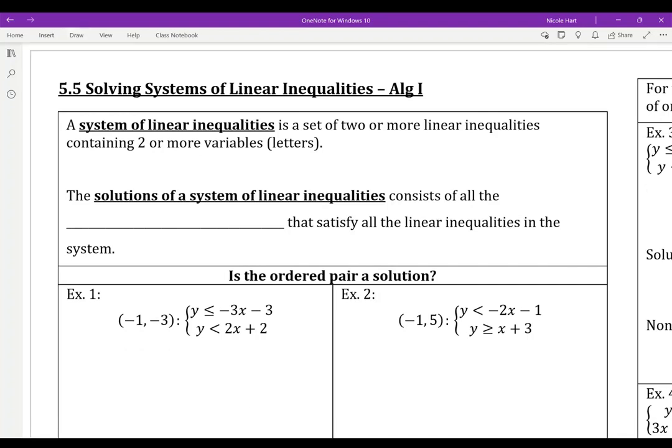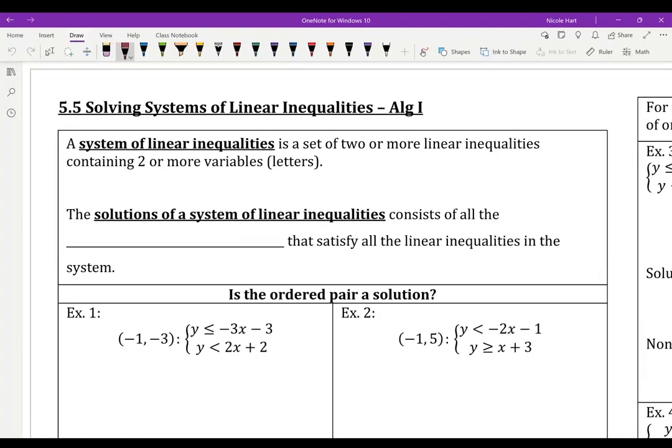Hi, everybody. We are going to be going over solving systems of linear inequalities. So we're going to be taking what we learned with our systems of equations, and we are going to decide if we can graph two linear inequalities and see if we can find a solution area, or even be given a point and decide if it's a part of the solution for the inequality.